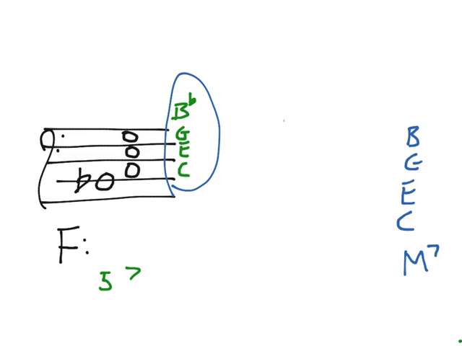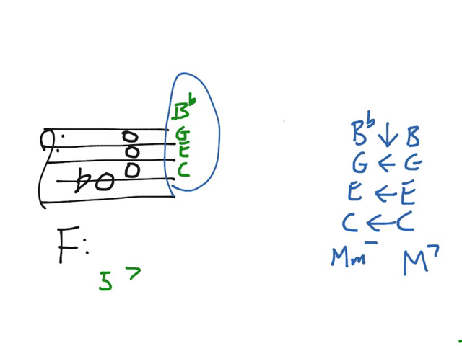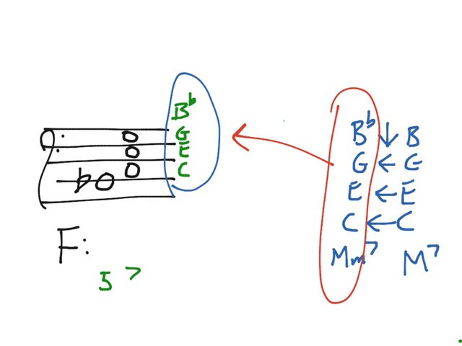Okay? So going through my chart, I'm going to move my C over. I'm going to move my E over. I'm going to move my G over. And I'm going to move my B down to B flat. Now I have a major minor 7th or dominant 7th. Does this match this? Yes, it does. So we're done. We stop right there.